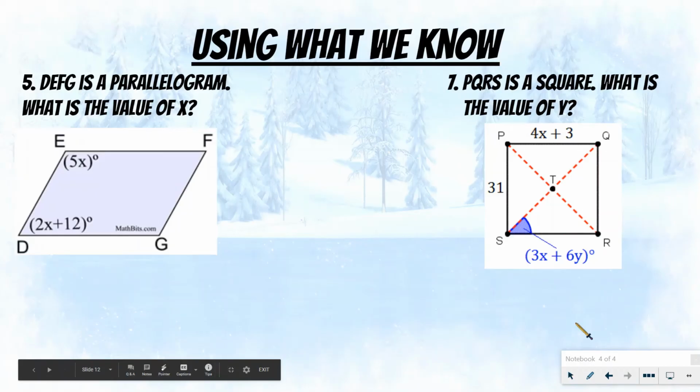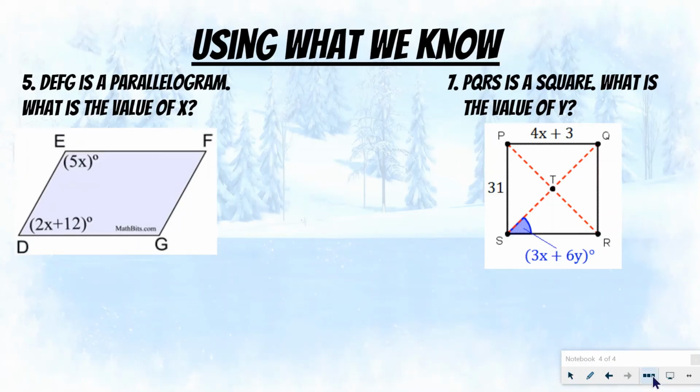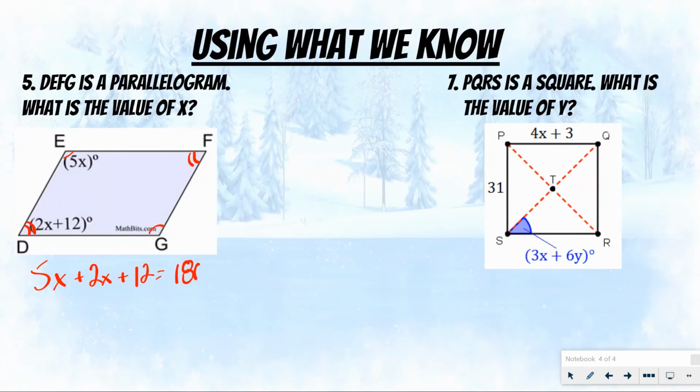All right, on number 5, we see that DEFG is a parallelogram. So looking at the angles, I know that these two consecutive angles, if this is a parallelogram, are going to be supplementary. These two would be congruent, they're opposite. These two would be congruent, but the two that are next to each other are all supplementary. So they're going to add up to 180. So that is our equation. This one plus this one equals 180 degrees.